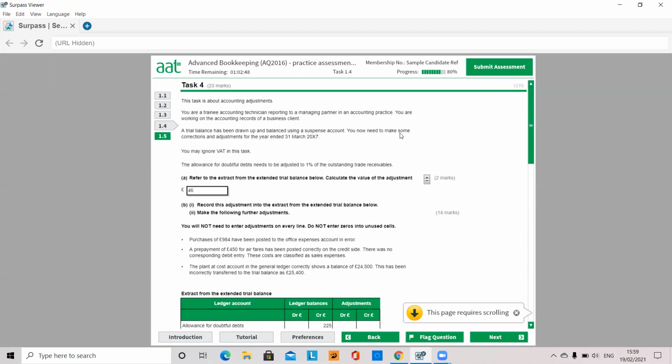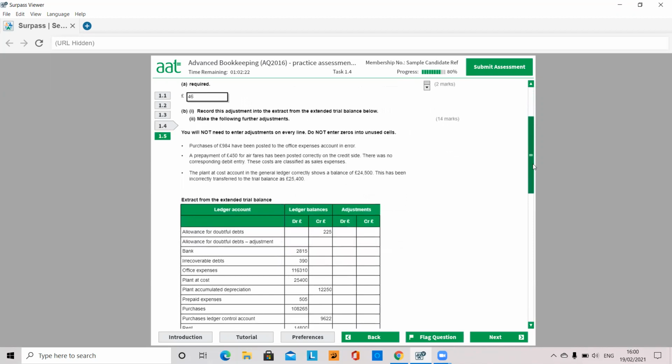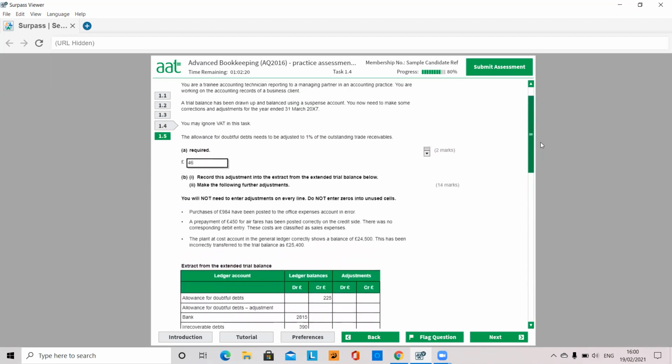You now need to make the corrections and adjustments for the year end 31st of March 2007. Again, ignore VAT. It tells us the allowance for doubtful debts needs to be adjusted to 1% of outstanding receivables. Again, it says refer to the extract, calculate the value of the adjustment. I've already put the answer in for that one, just to show you what that means, but I've not put them in here because I want to take you through it as we're going along.